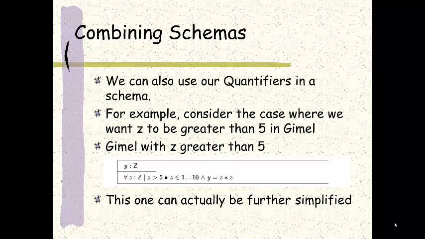We can also use quantifiers in a schema. For example, consider the case where we want Z to be greater than 5 in Gimel. Gimel with Z greater than 5 is Y is a member of Z, for all Z is a member of Z, Z is greater than 5, such that Z is also 1 to 10, and Y is equal to Z times Z. This one can actually be further simplified. In fact, you can eliminate the thing after the black dot.